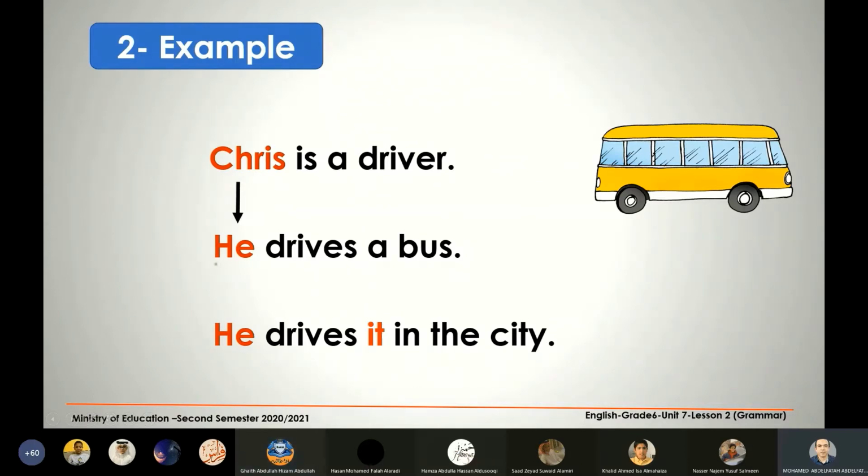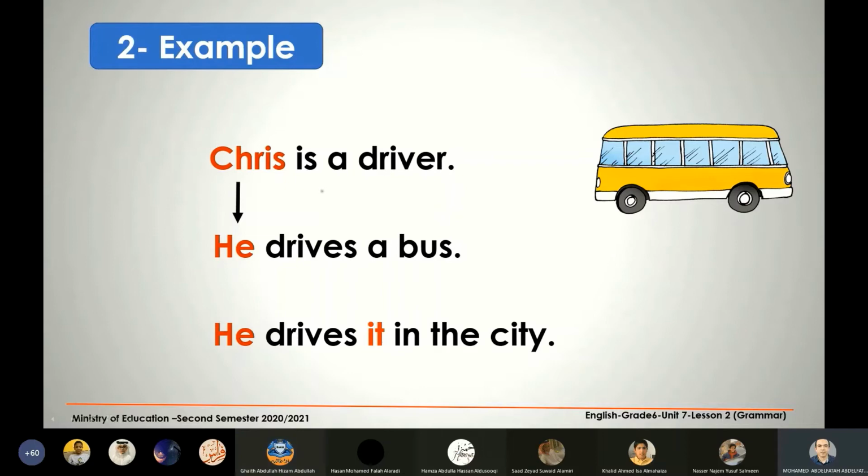Pronoun. Pronoun, bravo. Ghaith, what is the meaning of pronoun in Arabic? All students, you can... الضمائر. ضمير, yeah. The meaning of ضمير is pronoun. What are pronouns in English? I, he, she, it, we, you, and they. I, he, she, it, we, you, and they are called in English pronouns.